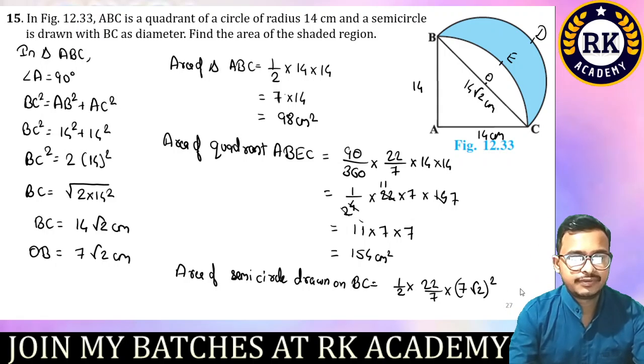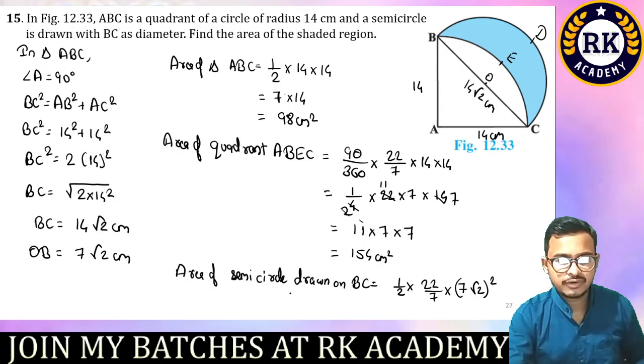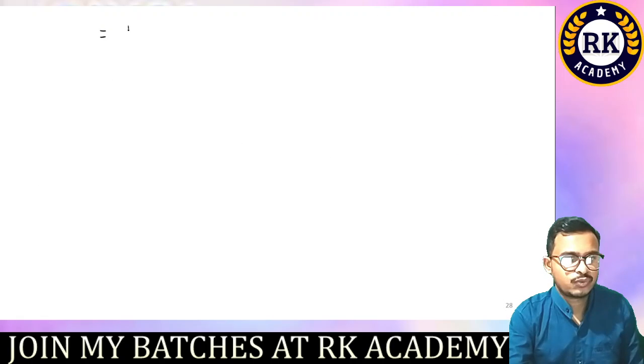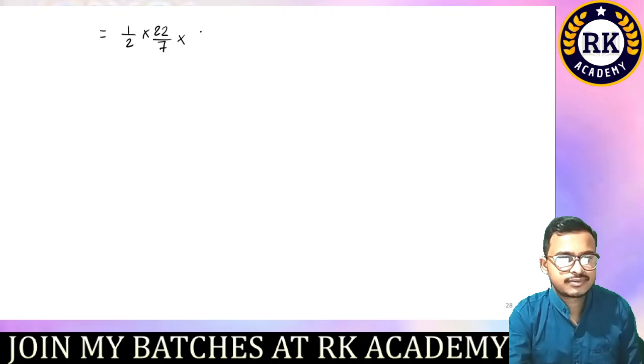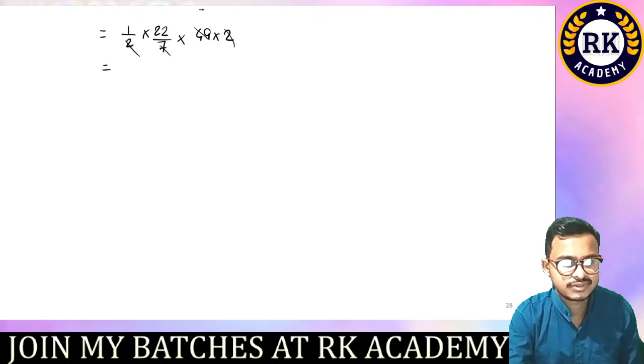So in the 15th question what we have found, so area of semicircle drawn on BC, let us find this value. Half into 22 upon 7 into, what is this? 49 into 2. Now this 2 cancels, 7 on the 7, 7 7 49, so this is 154 centimeter square. So this 22 into 7 you will get.